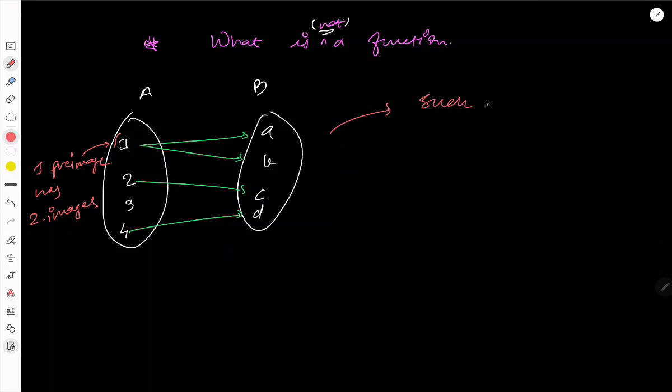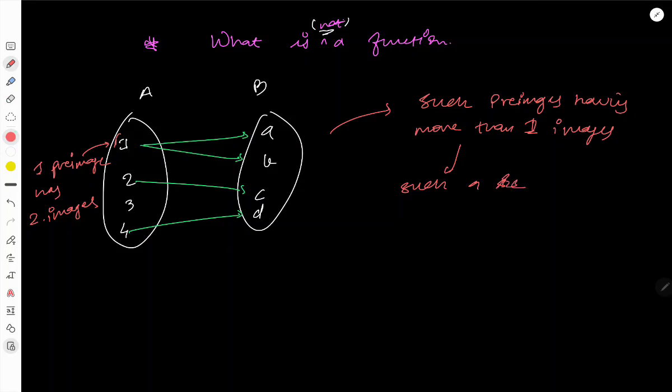Such pre-images having more than one images, such a relation. Now the theory is getting generalized and is being attached to the certain relation is not a function.